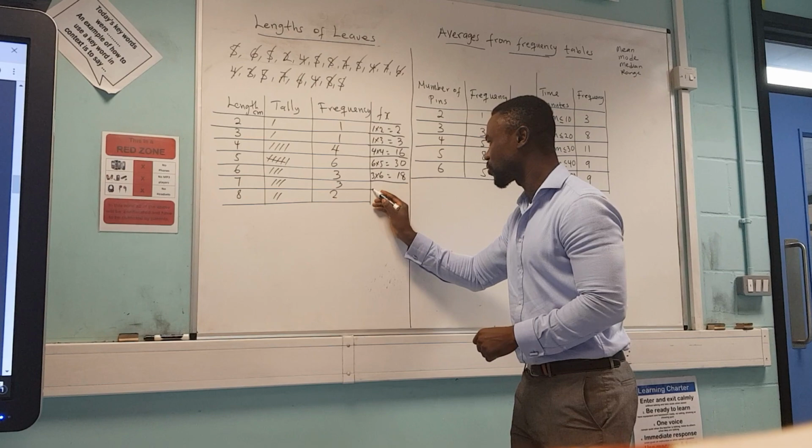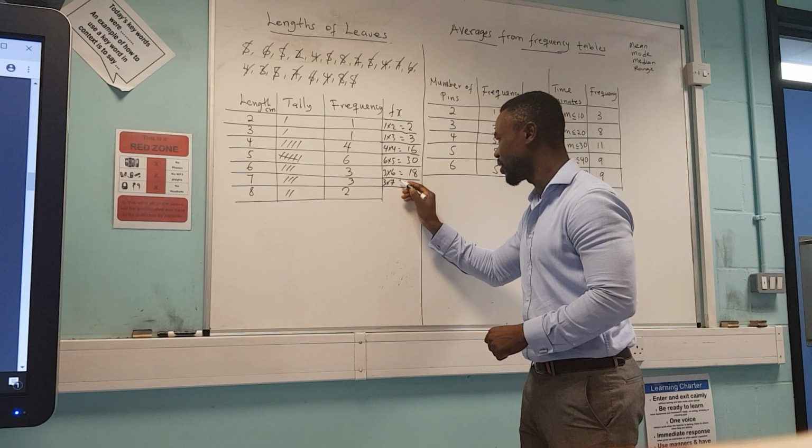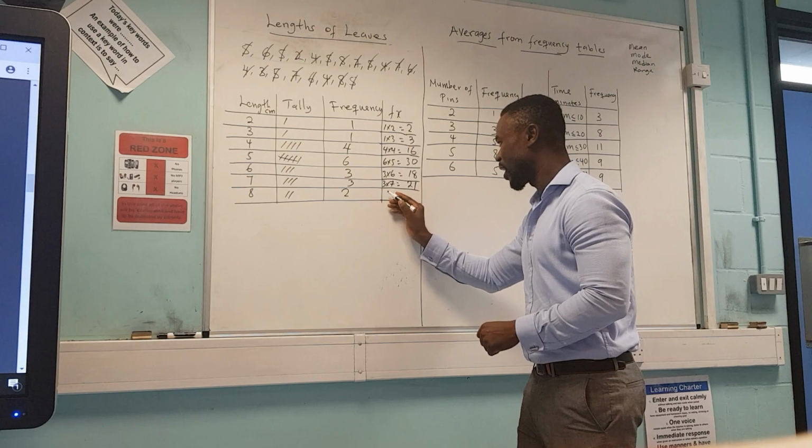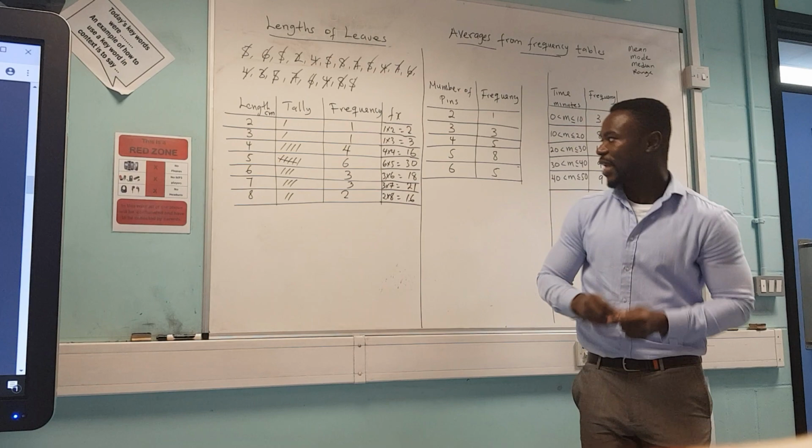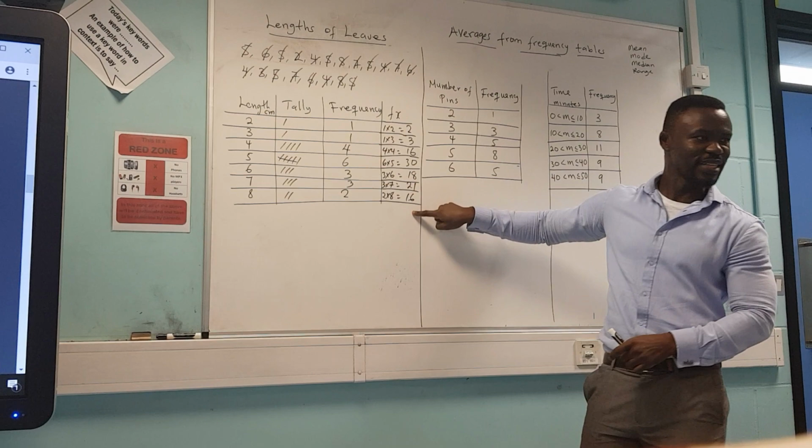Okay? Next one, we have 3 times 7, so that is 3 times 7 equals 21. Then the last one, 2 times 8, so we have 2 times 8 equals 16. Okay, that is the first step. The second step is we're going to add all of the new answers we have here together.